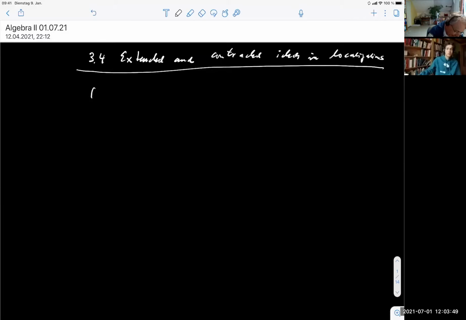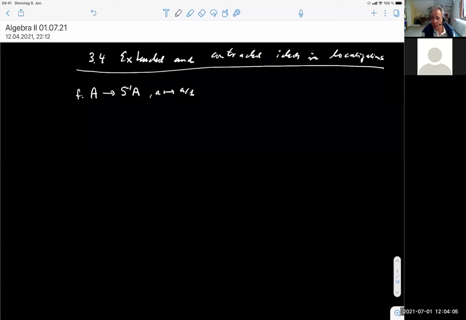Okay, so what do we do? I have my commutative ring A, a multiplicatively closed set S. I form the localization, and then I have this canonical map f, which sends a to a divided by 1. So we have a ring homomorphism, and we would like to know what happens with extension and contraction.